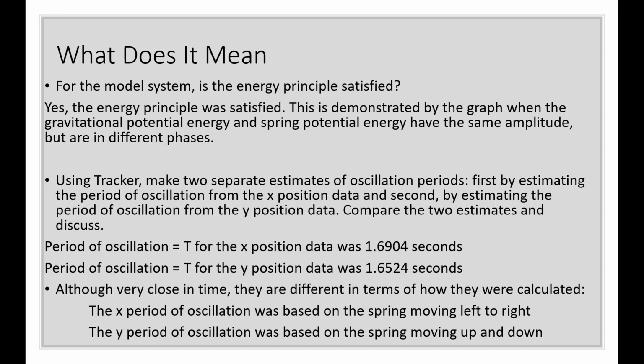Lastly, I estimated the period of oscillation using the X and Y data and used the same process as we discussed earlier. The average period of oscillation for the X data was 1.6904 seconds and the Y data was 1.6524 seconds, and although they were very precise compared to each other, they are very different in terms of how they are calculated. The X period was based on the spring moving left to right, and the Y period was based on the spring moving up and down.